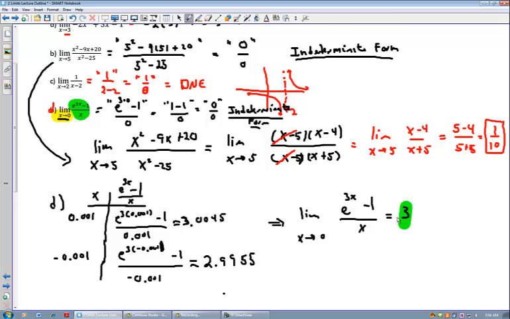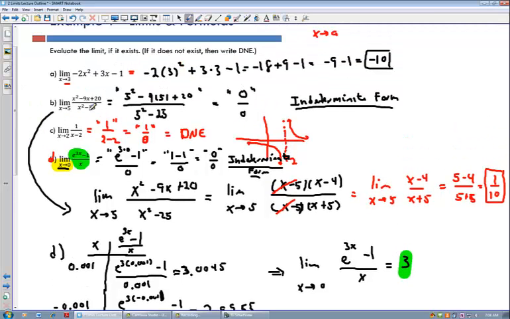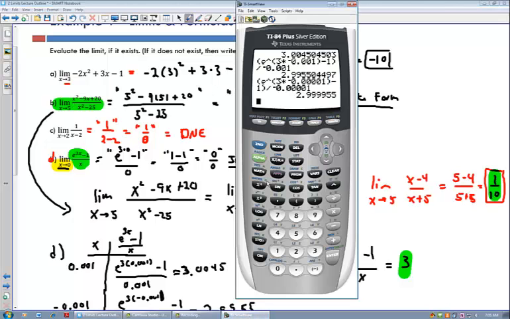Now, like I said in part B, you can actually test your work. So to test your work, we found that this answer was what? 1/10? Yeah, we found it to be 1/10. So if I want to test my answer, I can take a number really close to 5, like 4.999, and see if I get out about 1/10. So let's check it, just to check our work.